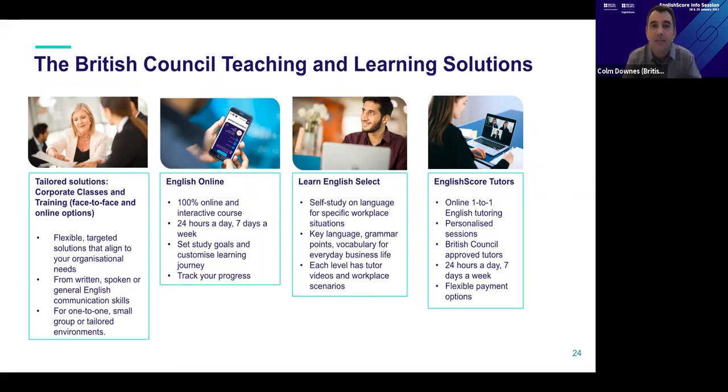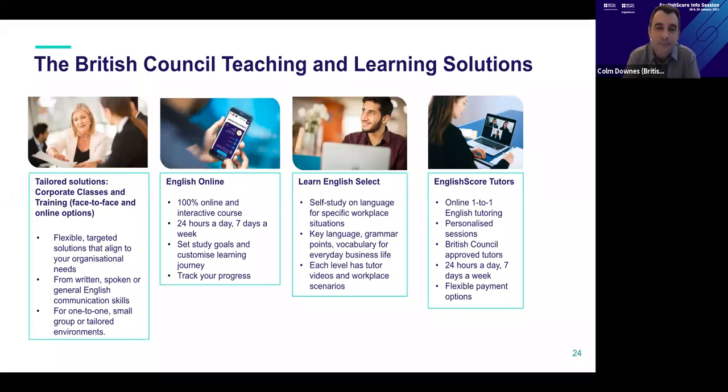And the mechanism for this is that you can subscribe, and then you'll have access to those materials for a month, 2 months, 6 months, a year, and gradually you can work through those exercises, improve your level of English, and then you could retake EnglishScore and see what progress you've made.